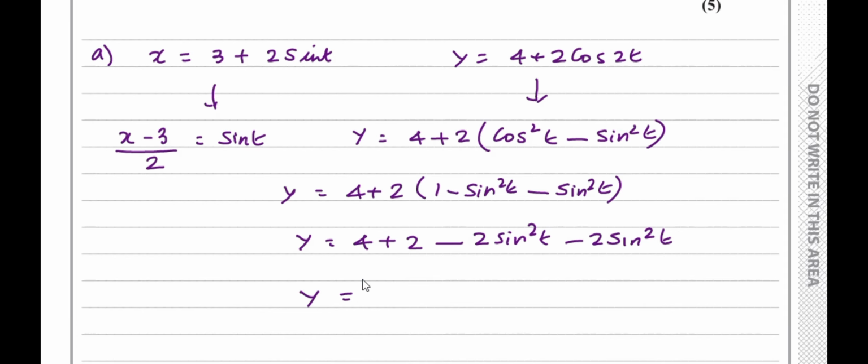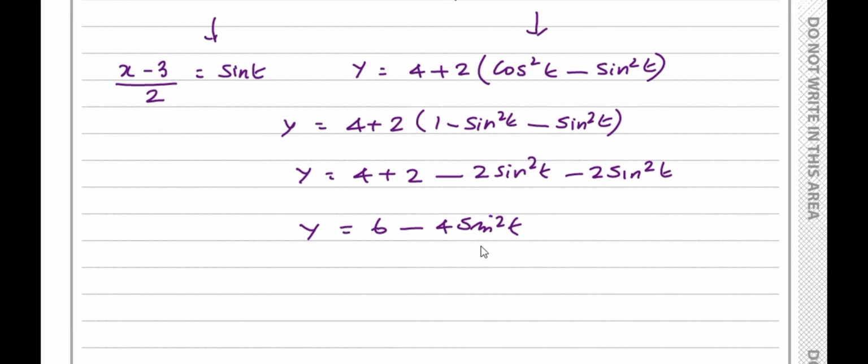That is y equals 6 minus 4 sine squared t. Now if I plug this value of (x minus 3) over 2 in place of sine t here, I will be getting y equals 6 minus 4 times ((x minus 3) over 2) whole to the power of 2.